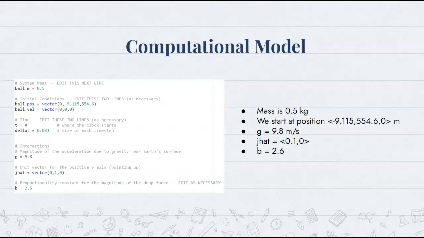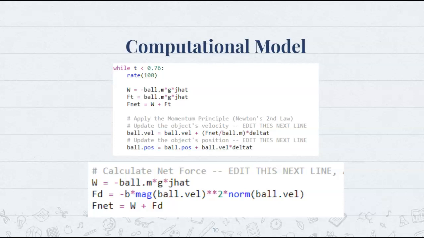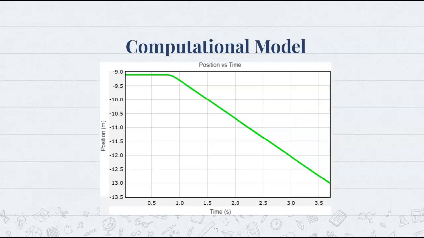I then modeled this experiment through code and inputted the initial conditions. Our mass is 0.5 kilograms, the starting position is as previously shown, the gravity constant is 9.8, j hat is the y hat vector, and the proportionality constant b for magnitude of drag force is 2.6. I then created a calculation loop where I calculate the net force. I then inputted the velocity update formula and the position update formula. Finally, in the last calculation loop, we are calculating the net force including drag. When the code is ran, this graph is produced. We can see that it is pretty similar to our experimental graph and follows the same downward trend.